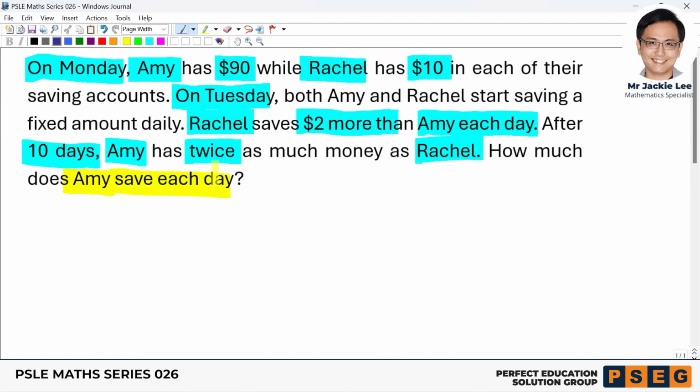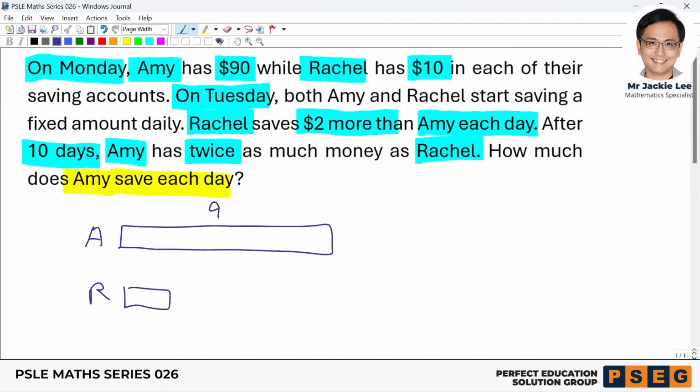Okay, so now the model could be like this. Starting with $90 and $10. Okay, just put 90 and 10. So for the next 10 days, each day, Rachel will save $2 more. So let's assume that for the 10 days, Amy will save X amount of money, right? Then for Rachel, because each day she saved $2 more than Amy, I think altogether she will have X plus 20, am I right?